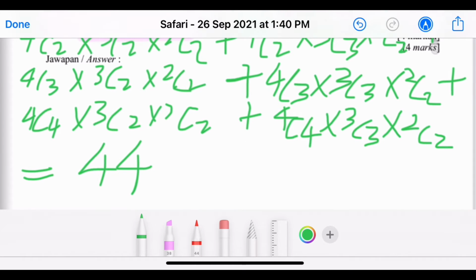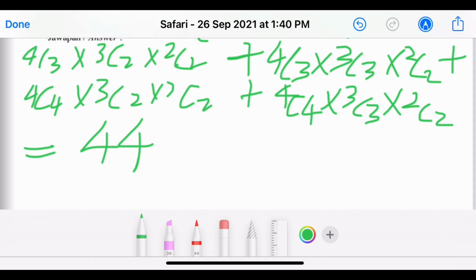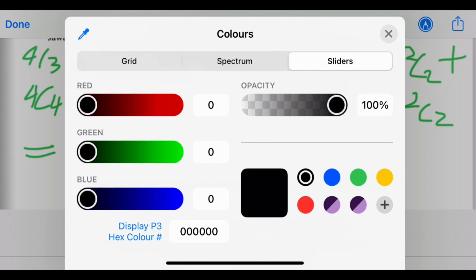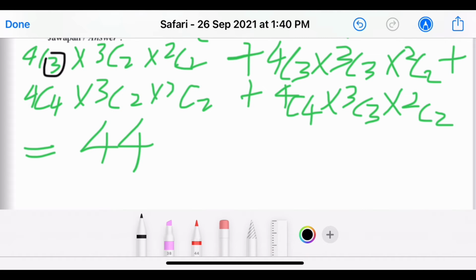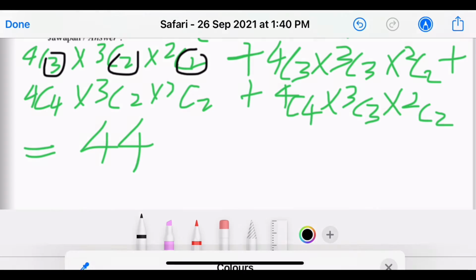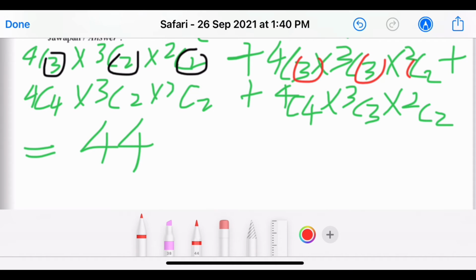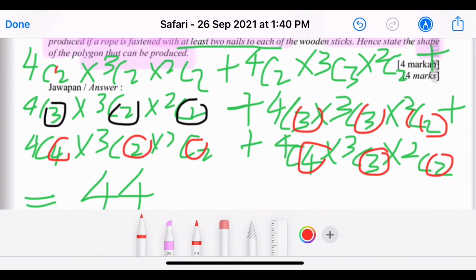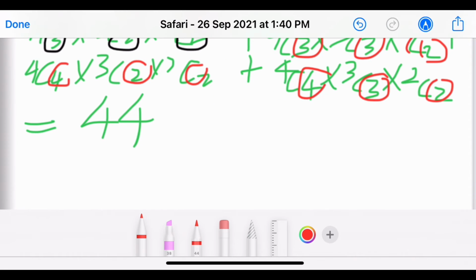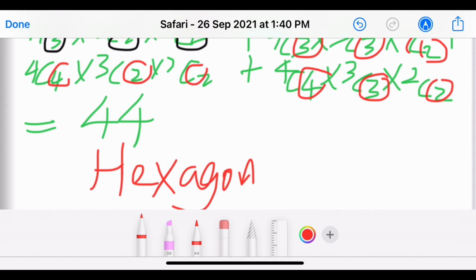So if we are asked to find the shape, we can count the edges. Here we have 3, 2, 2, which is 7. 7 is heptagon. Here we count 8, and 8 is octagon. We even have 9, nonagon. And if 6, it will be hexagon. So there are many shapes. We just write 1 hexagon, one of the possible polygons. So your answer can be hexagon, heptagon, octagon, or nonagon.